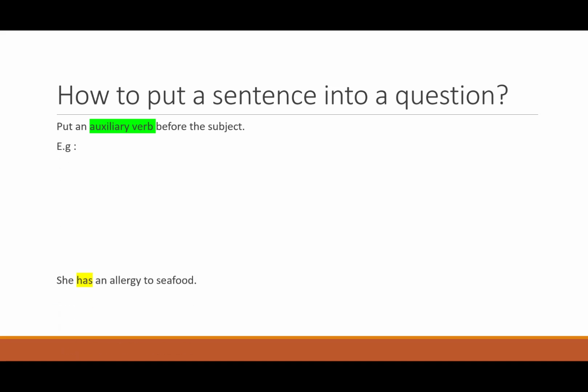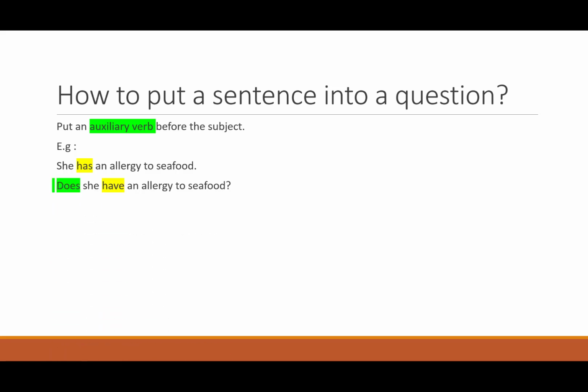For example, she has an allergy to seafood. In question, it becomes, does she have an allergy to seafood? You have to check the tense to know the auxiliary verb you have to use. In present simple, we use do or does. It depends on the subject.